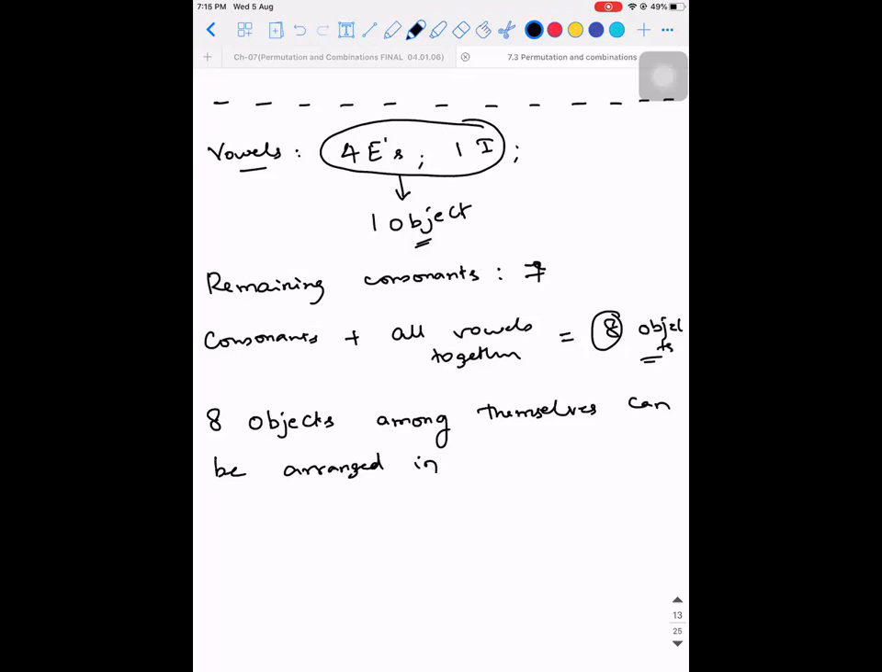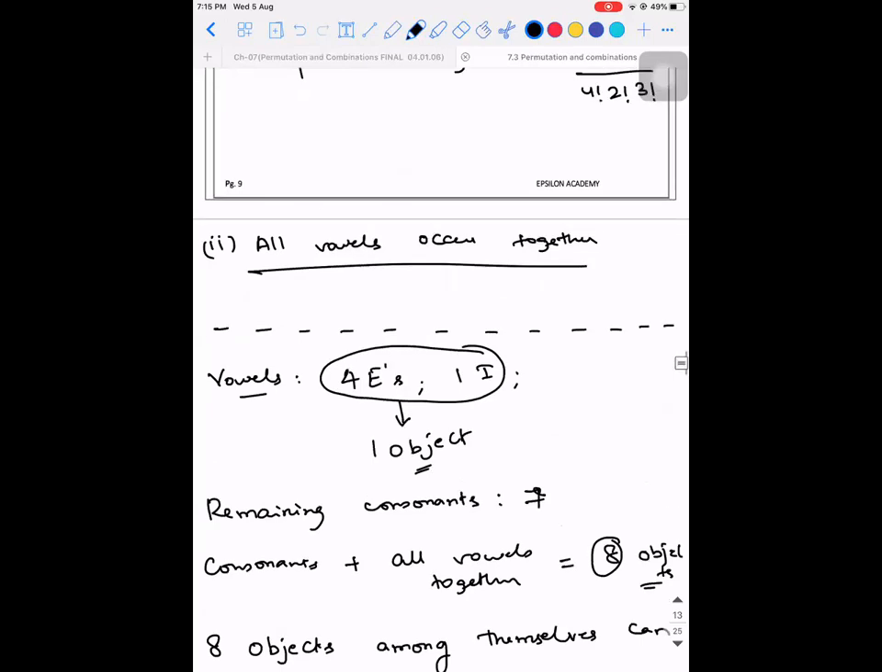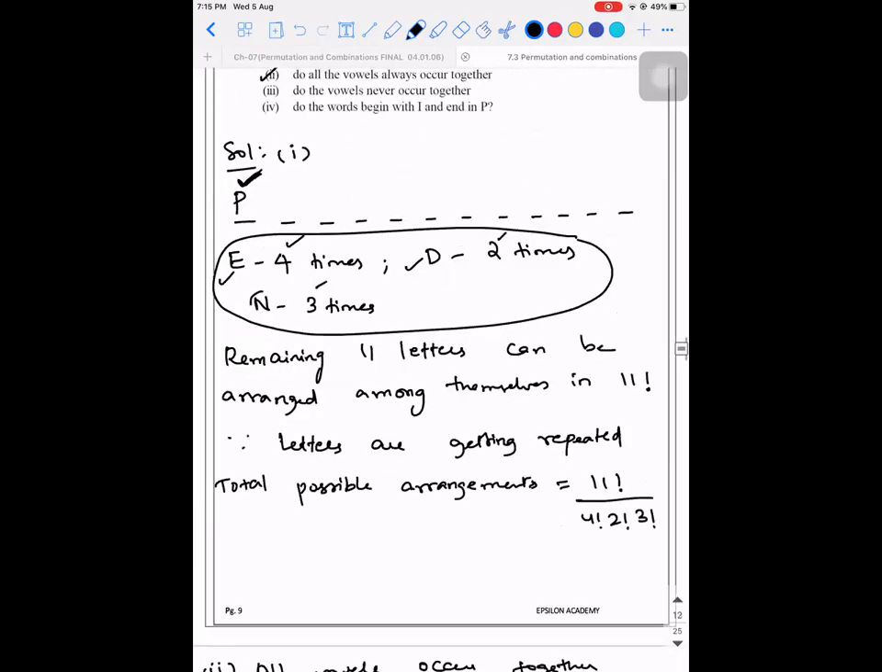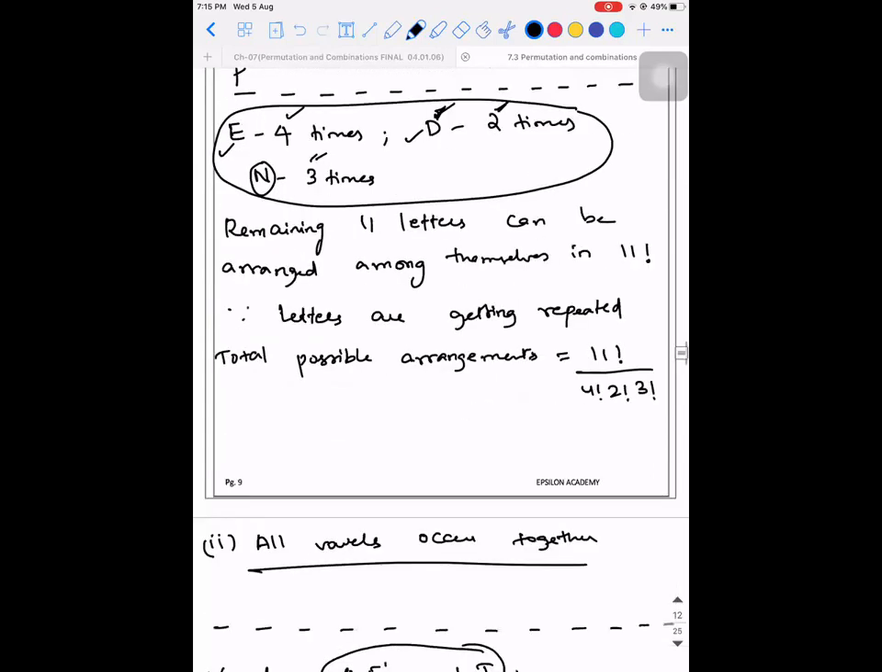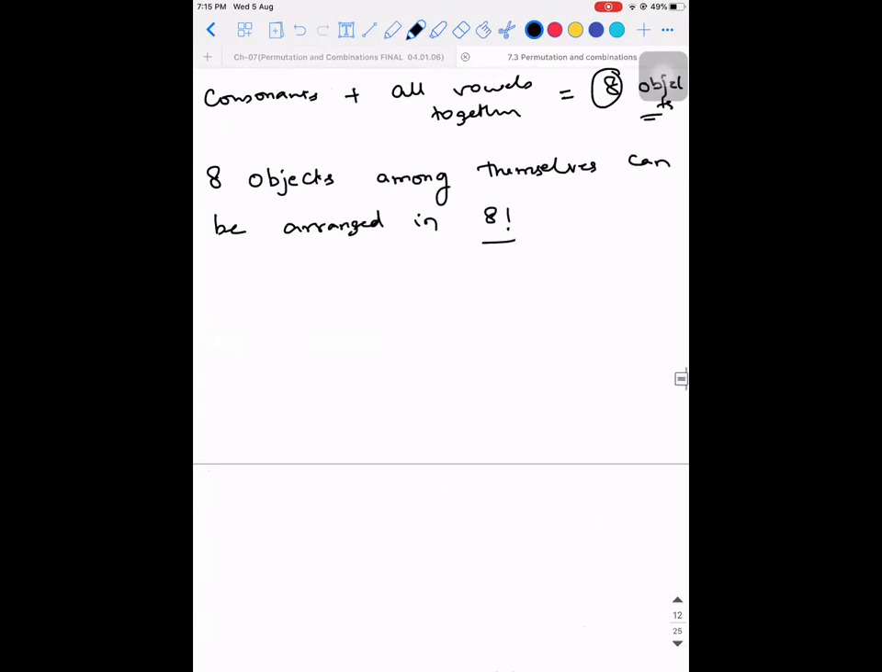8 factorial ways, divided by what? In those 8 objects, I have a consonant which is repeated 3 times and another consonant which is repeated 2 times. So it is 8 factorial by 3 factorial into 2 factorial. Right? 8 objects among themselves can be arranged in these many ways.